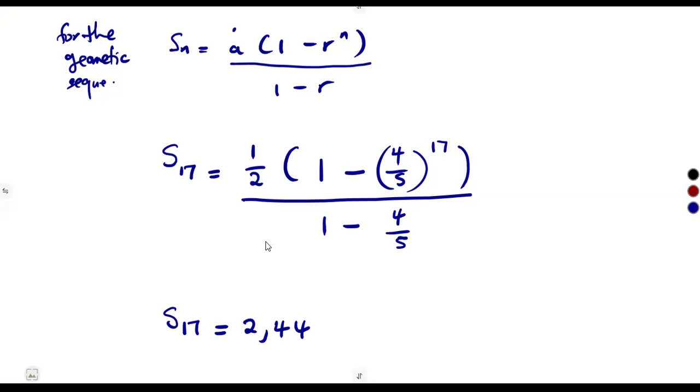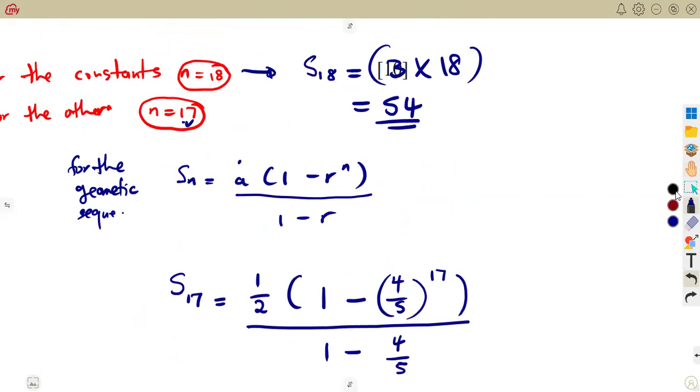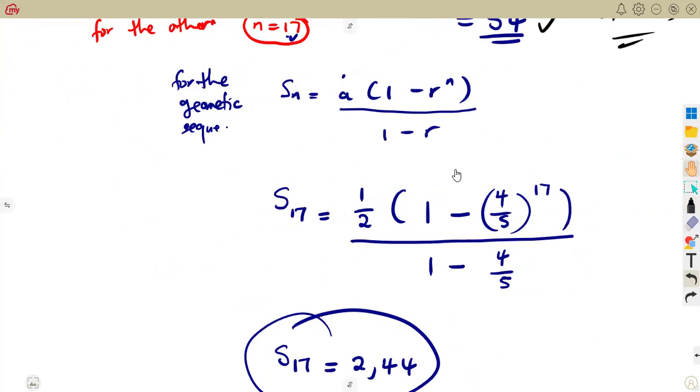So this is the sum of the 17 terms for the geometric progression that we are given, which has a common ratio of 4/5. But we saw that there was a sum before, for the constants. The 18 constants add up to 54. So what is the sum of all the terms? That is the sum of the first 35 terms. You add the two. 18 plus 17, remember, is 35.